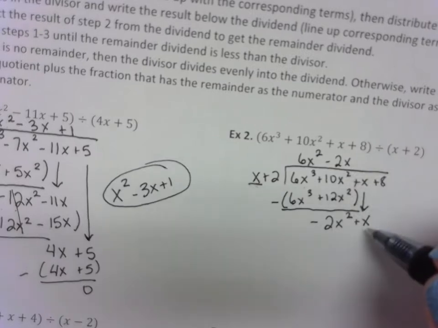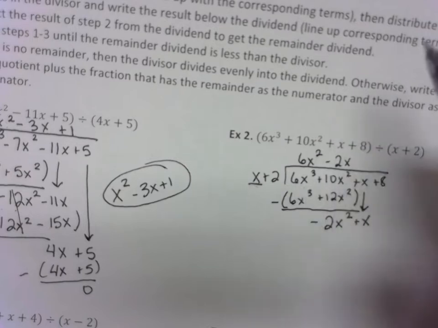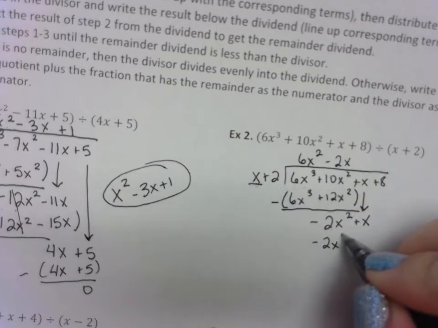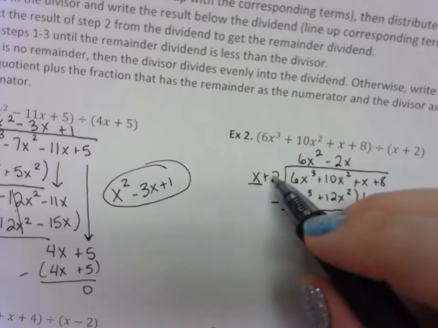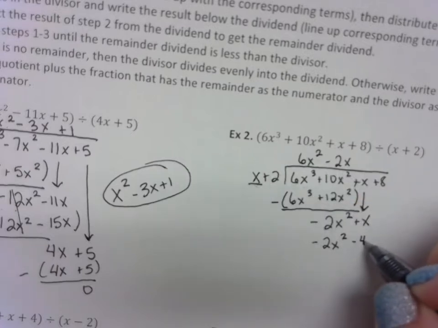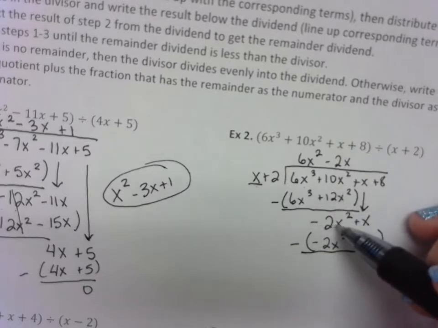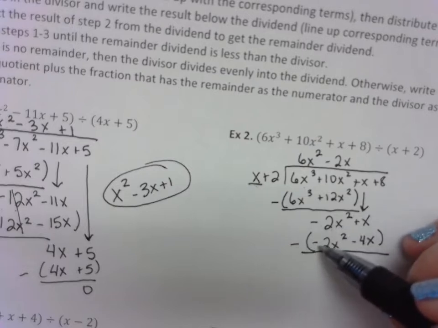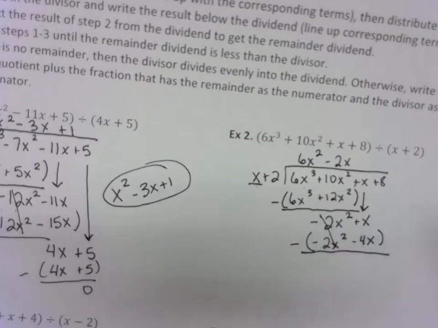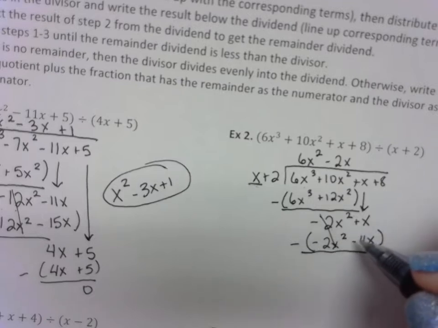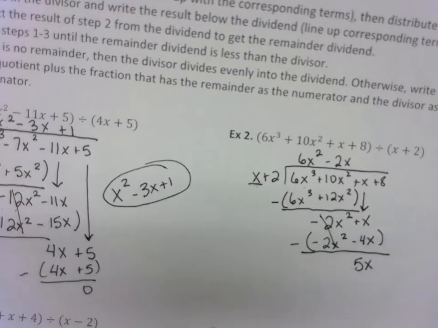So then we drop that down. Let's remultiply it out. Negative 2x times x is negative 2x squared. And negative 2x times a 2 is going to give us a minus 4x. Let's subtract all of this away. Negative 2x squared minus a negative, so that's going to make a plus. That's going to cancel these guys out. x minus a negative 4x, minus a negative is going to make a plus. So this gives us 5x.